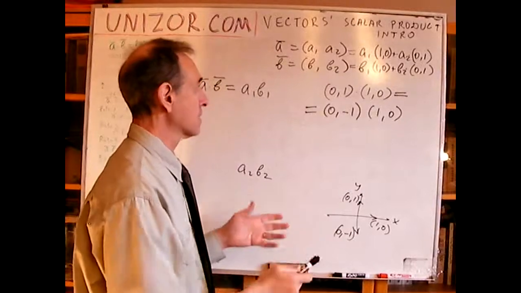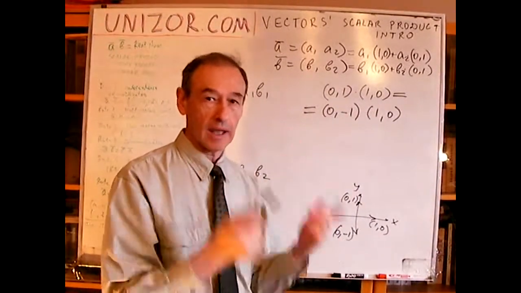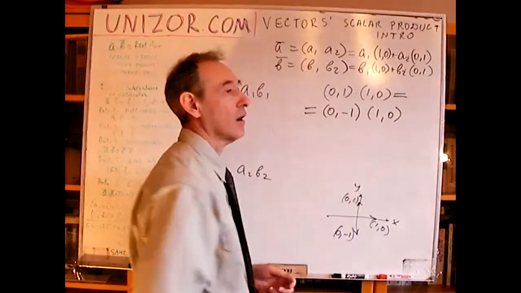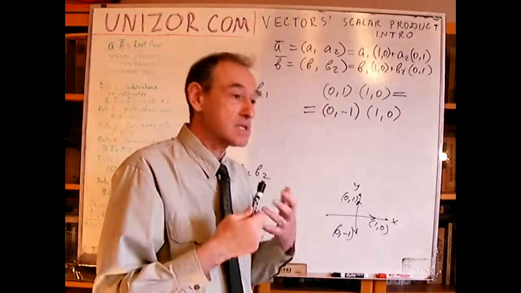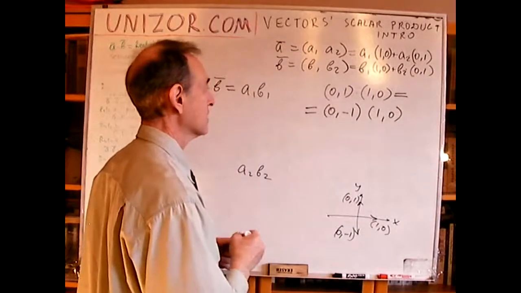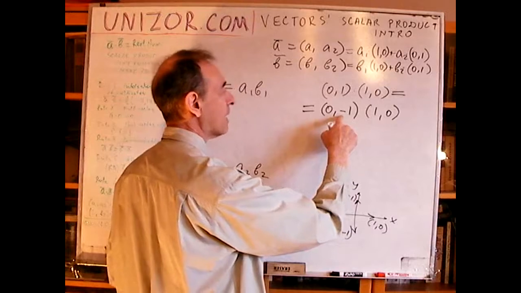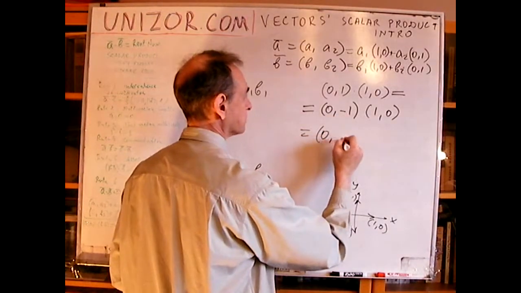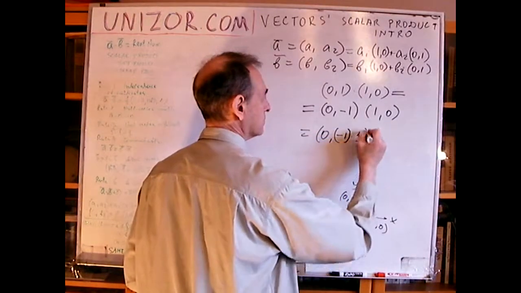Why? Again, because the lengths of these two is equal to 1 and 1, and the angle between them is 90 degrees. The lengths of these two are 1 and 1, and the angle between them is 90 degrees. So the scalar product should be equal, right? But now, let's think about it. What is this? I can have this minus 1 as a constant times 1.